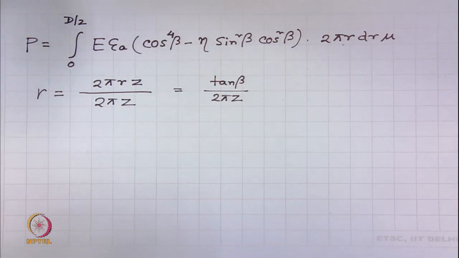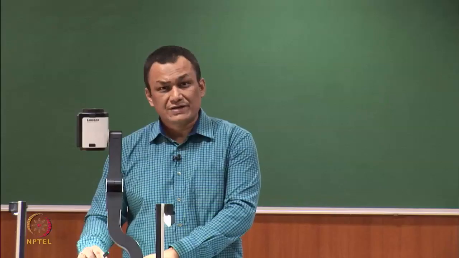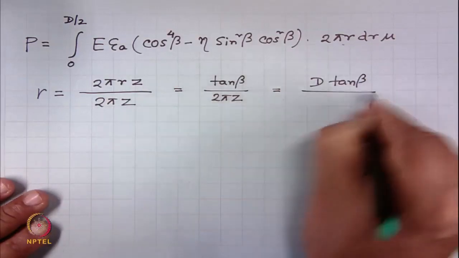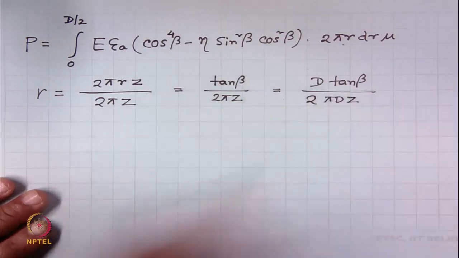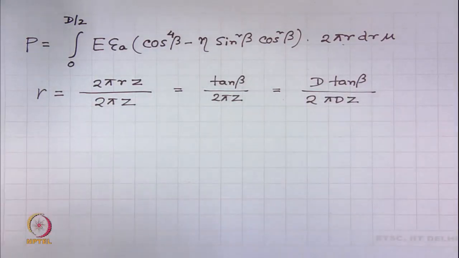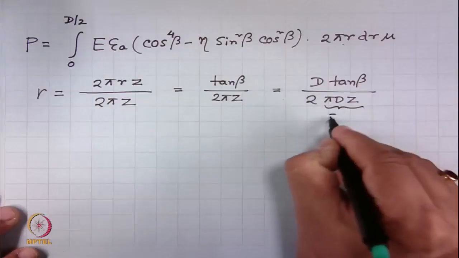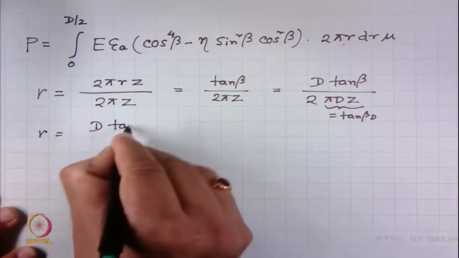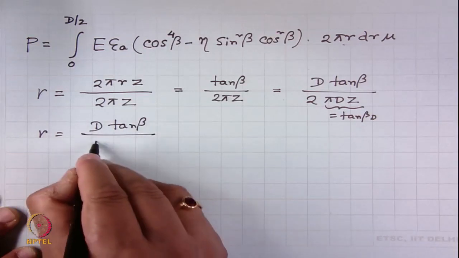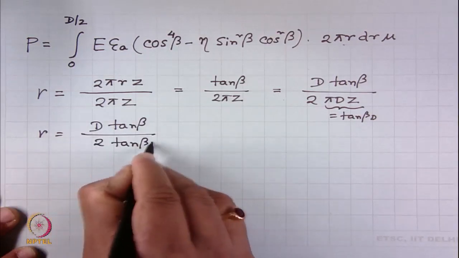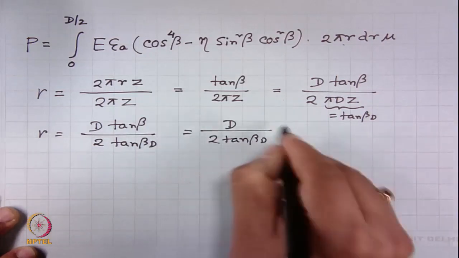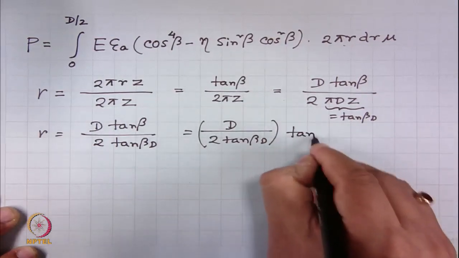In the denominator, we multiply capital D. Similarly, we have to do the same for the numerator. So, let us do that. What is this pi D z? Tangent beta D. So, r becomes D tan beta by 2. Now, this D by 2 times tangent beta is a constant.